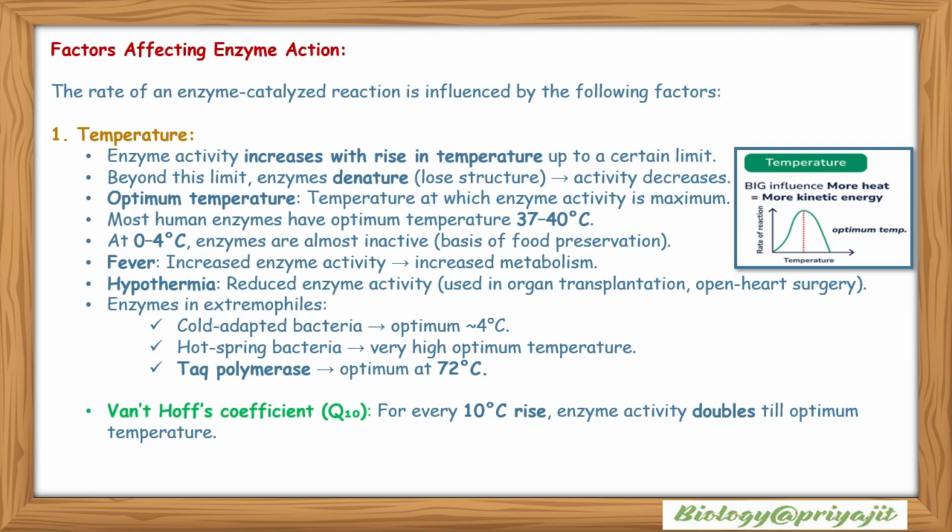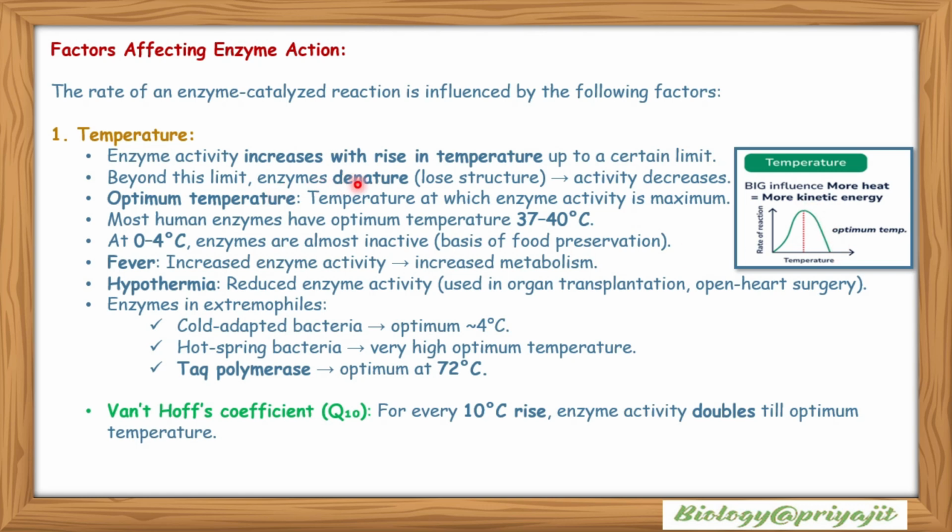Factors affecting enzyme action. The rate of an enzyme catalyzed reaction is influenced by the following factors. Temperature. Enzyme activity increases with rise in temperature but up to a certain limit. The image shows the x-axis representing the temperature and the y-axis representing the rate of reaction. So up to a certain limit, when temperature increases, the rate of enzymatic reaction also increases, but it occurs up to a certain limit. After that limit it falls down.